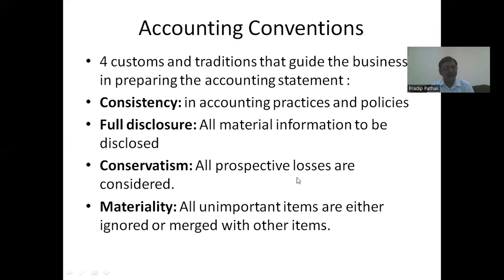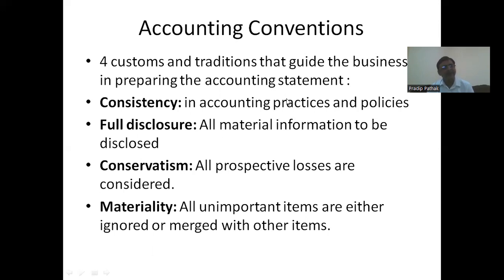Now here are certain conventions. These are the four conventions. Some of them are mutually contradictory; if you follow one, you cannot follow the next one with all honesty. Consistency is one. In accounting practices and policies, you must be consistent. I'll tell you one example.